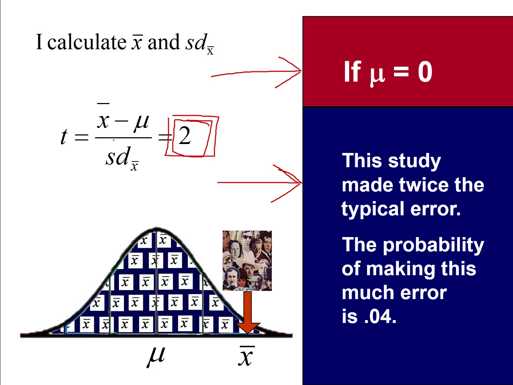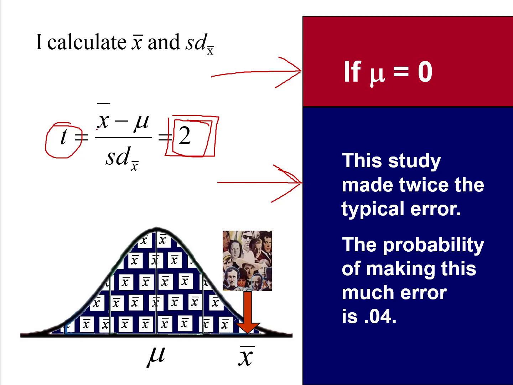Also, just as we could calculate a z-score and look up probabilities of z-scores using the normal table, once we calculate a t-score, remember that a t-distribution is also a distribution that's defined by a mathematical formula, so we can look up probabilities of t-values.